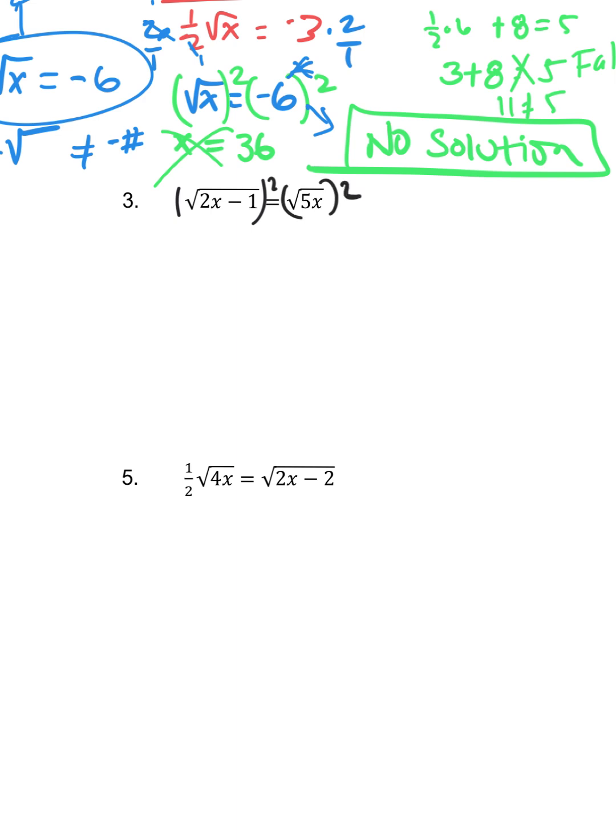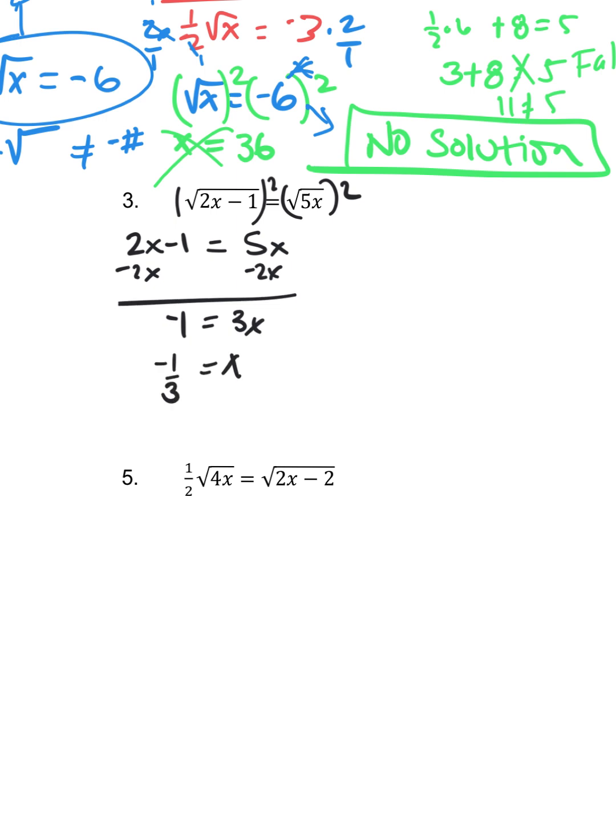Okay, and then we're going to say that this is 2x minus 1, and this is just 5x. Okay, so now let's solve for x. Doesn't matter which side you go. So negative 1 equals 3x, and if I divide by 3, I get x equals negative 1/3. So now I've got to check. Check back into the original.